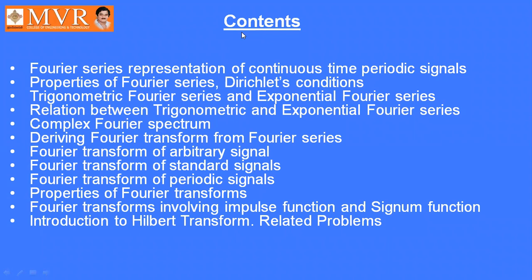Next, Fourier transform of arbitrary signal. Next, Fourier transform of standard signals. Next, Fourier transform of periodic signals, and the properties of Fourier transforms. Fourier transforms involving impulse function and signum function. So all these topics we discussed in our earlier classes. Let us see the overall view of the second unit.